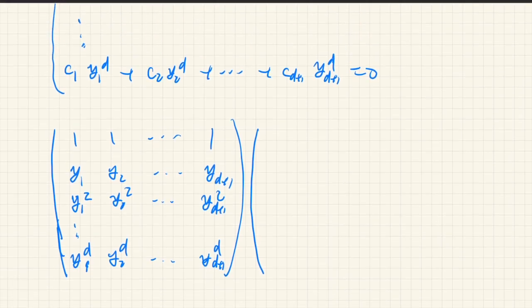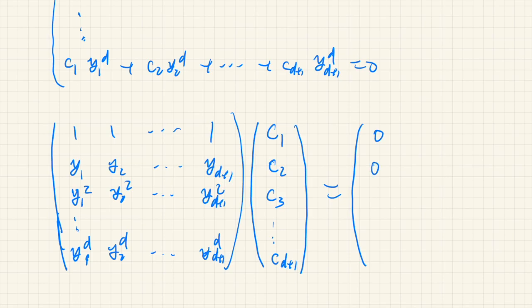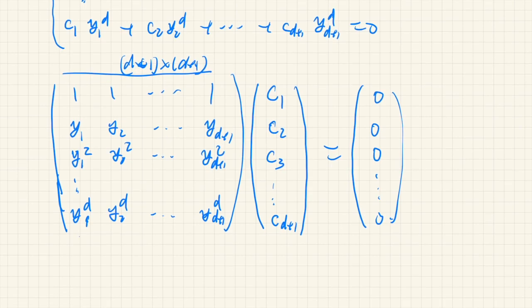And the vector part will be c1, c2, c3, and so on, c_{d+1}, which is equal to the 0 vector. Now, this is a (d+1) by (d+1) matrix. And we are assuming that all the values of y's are distinct.